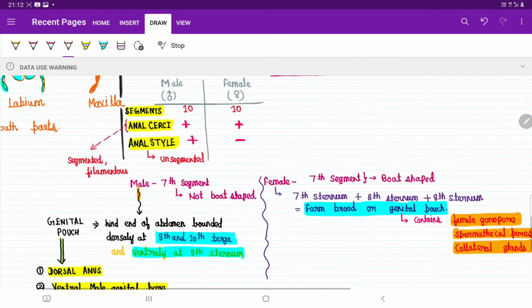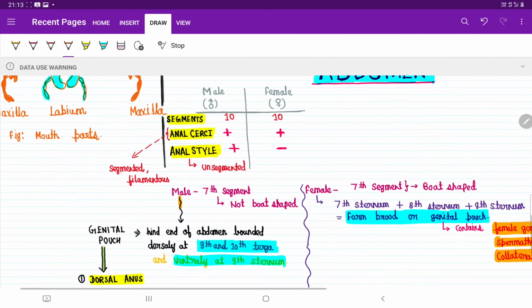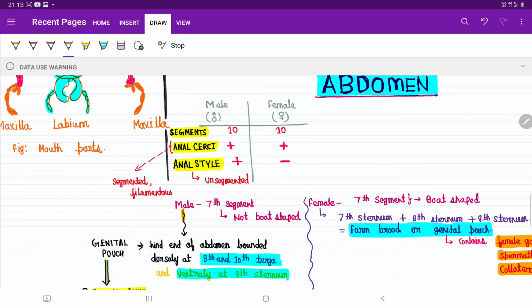Now come to the abdomen. If you compare the abdomen of male and female, the male abdomen has 10 segments, and the female abdomen also has 10 segments. But in the male abdominal region, one unsegmented structure, the anal style, is present at the caudal part of the body. In the female, the anal style is absent. Anal cerci, which are sensory organs, are present in both male and female. We will see what anal cerci and anal style are, one by one.